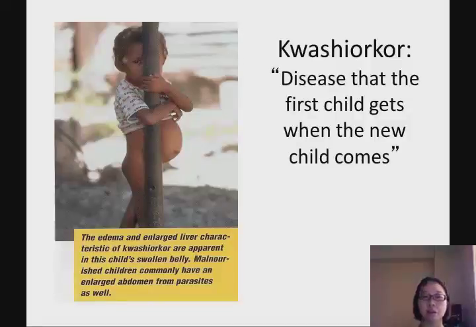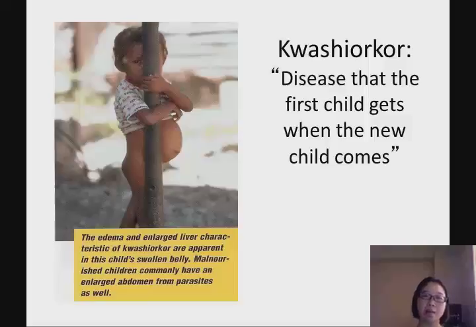First one is called Kwashiorkor. It is a disease that the first child gets when a new child comes. So what does that mean? Kwashiorkor usually happens in third world countries, where they usually do not have an adequate amount of food, mainly protein. When the first baby comes, they usually get breastfeeding from the mom. As long as mom is getting an adequate amount of protein, fats, and carbohydrate, the first child also gets those.